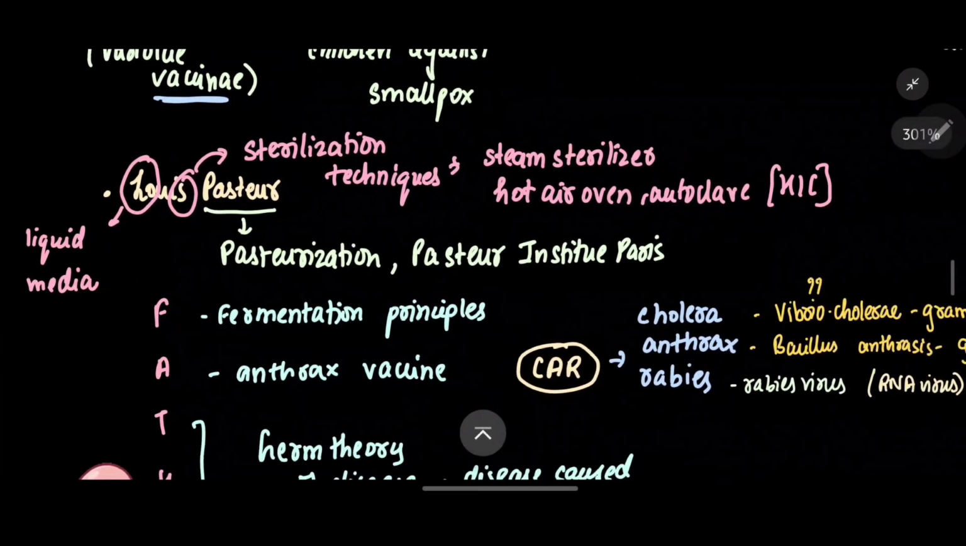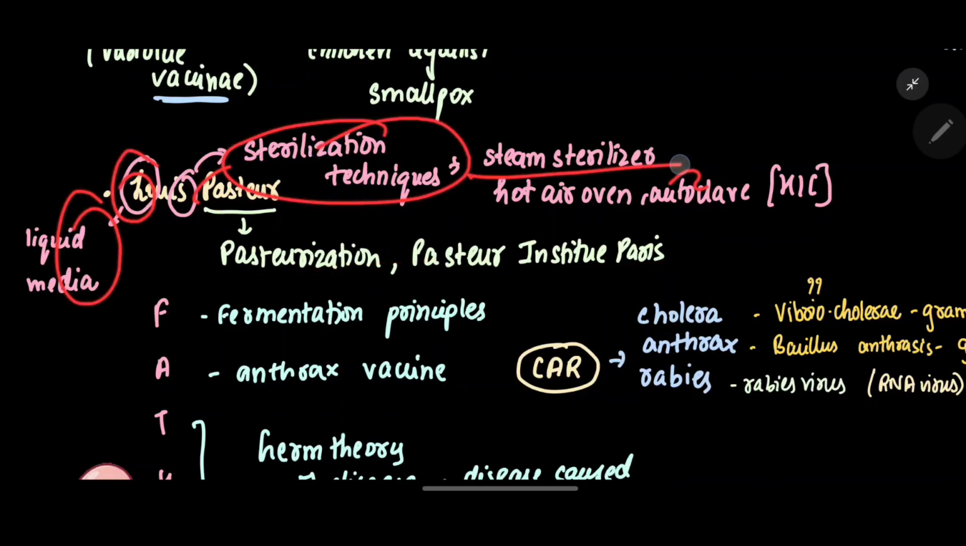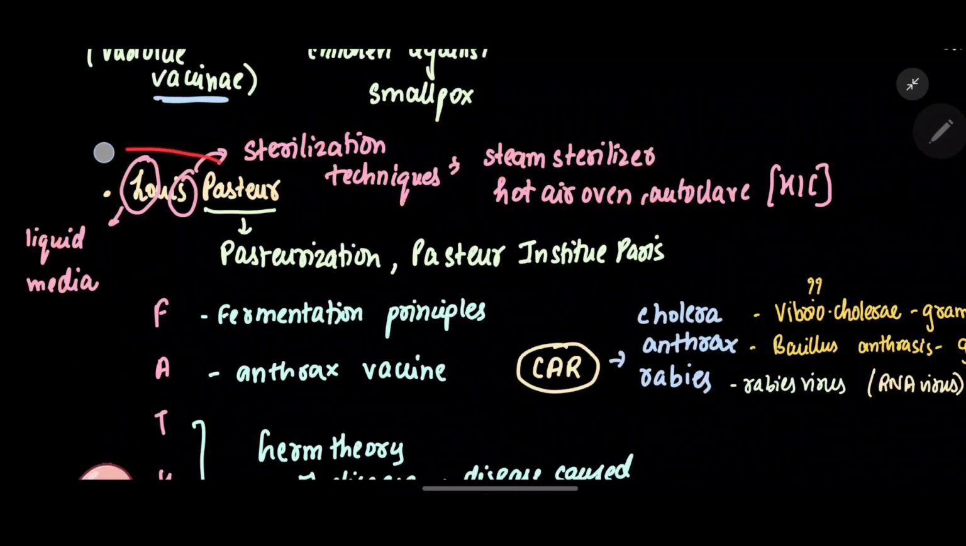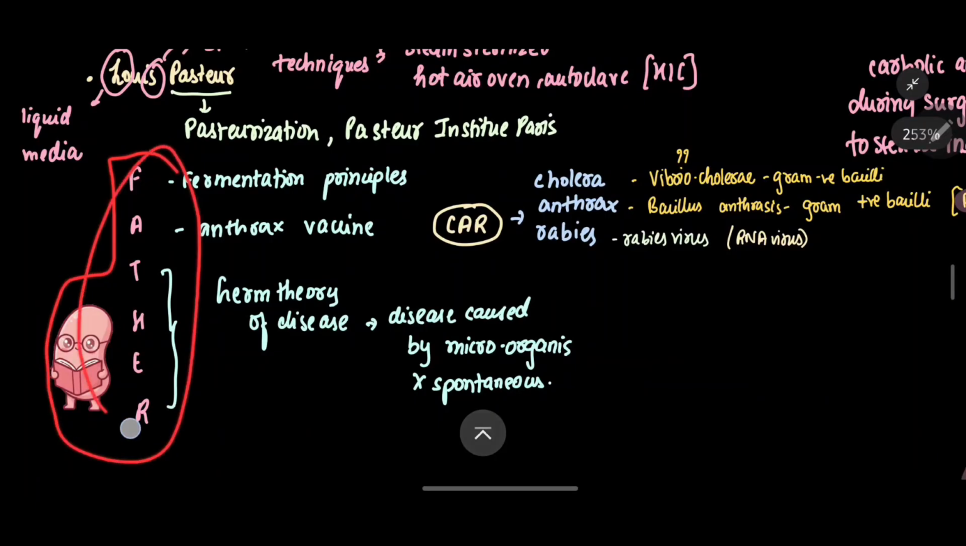So what we have to remember till now is that Pasteur discovered pasteurization. Pasteur Institute, Paris. L is for liquid media, and S is for sterilization techniques like steam sterilizer, hot air oven, and autoclave. Moving on, he is a very great person because he is the father of microbiology.